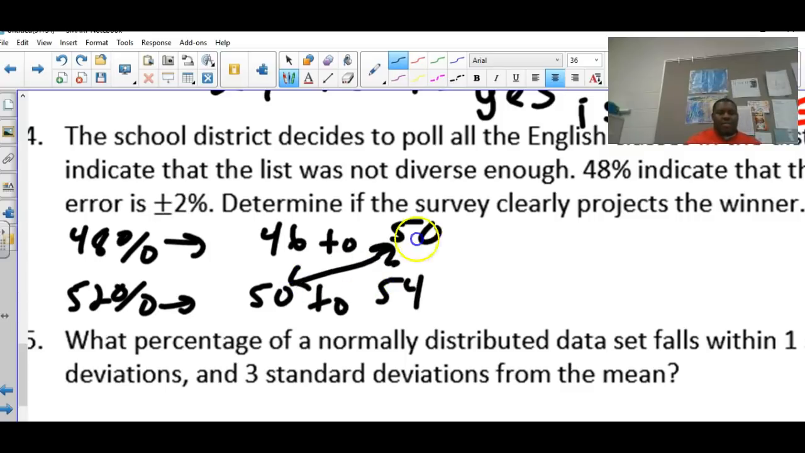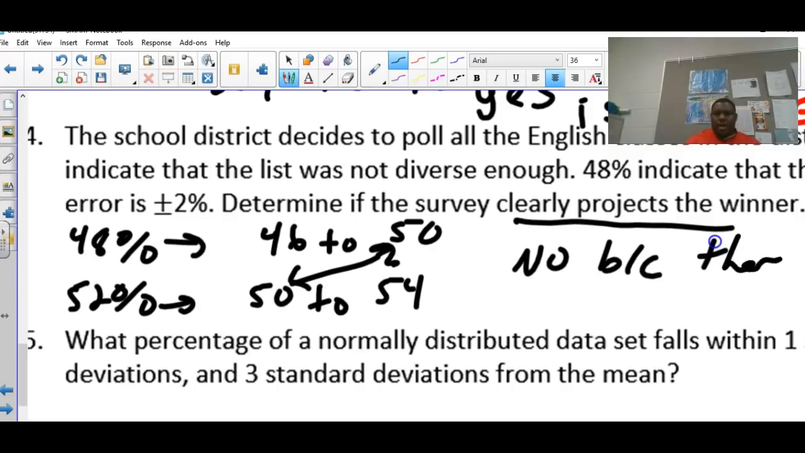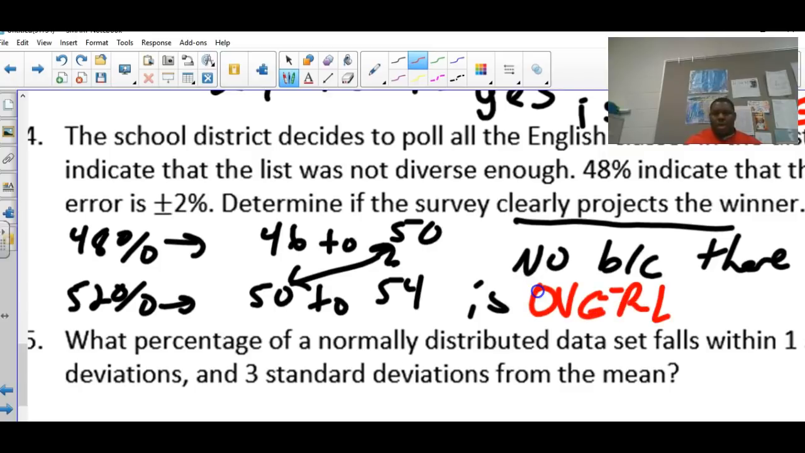Not just because I can visibly see these. If these numbers are in the same range as these numbers, then there's overlap. So is there a clear winner? No, because there is, in red, the keyword overlap. That's an E, guys. It's a sloppy E, but it's an E. Overlap. So it does not clearly give you a winner.